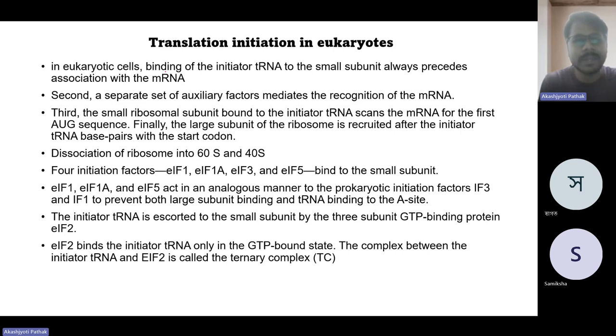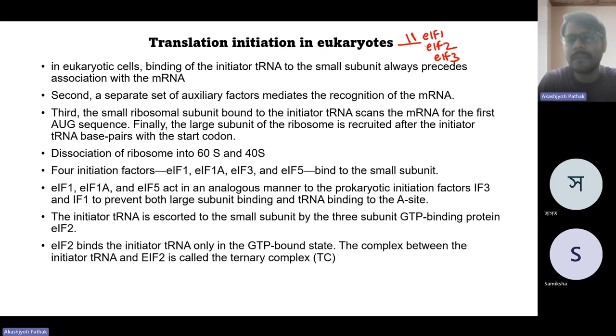The initiation factors that are present in prokaryotes are different from those in eukaryotes, but mainly here also, the initiation factors are called eIF1, eIF2, eIF3. Similar to the initiation factors in prokaryotes, IF1, IF2, IF3, here also you have three main initiation factors, eIF1, eIF2, eIF3. Other than these, there are also other initiation factors, eIF4, eIF5. As I was explaining in prokaryotes, IF1 and IF3 block the E site and the A site.